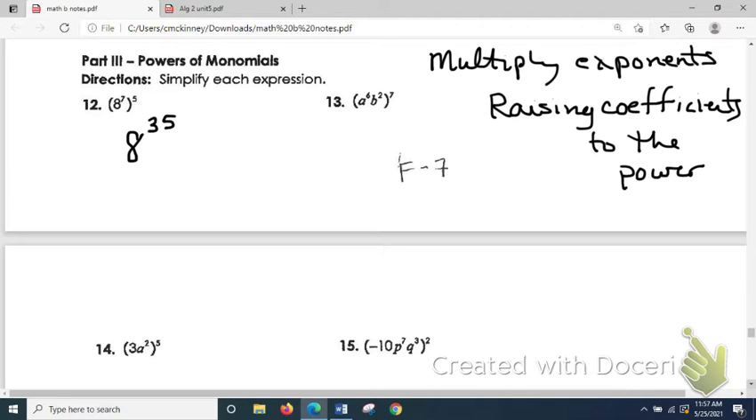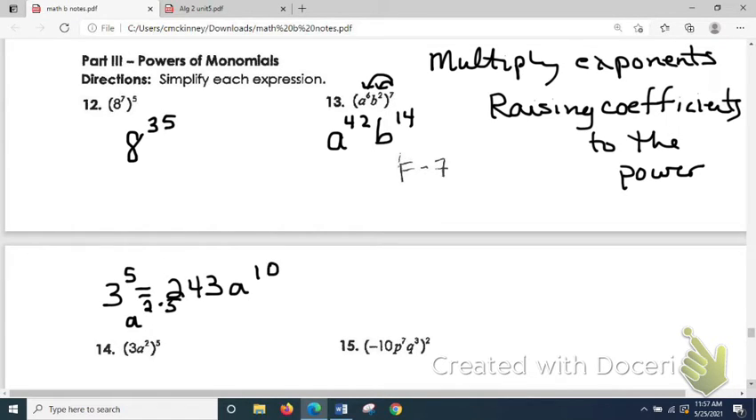So 13, where I have my variables, now I have exponents, so 6 times 7, 42, b, 2 times 7, 14. So it's like that 7 is getting distributed to both of those exponents. So in 14, we're taking 3 to the 5th power, which is 243, and then we're doing 2 times 5 for the exponent. So 243a to the 10th.